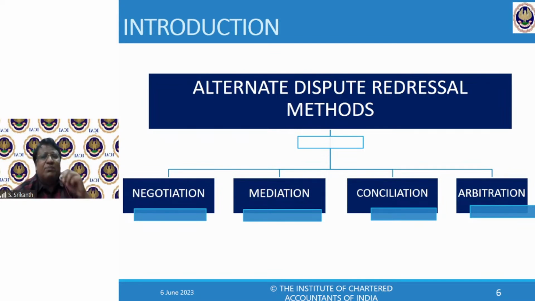Unless there are certain lapses in the manner in which the arbitration was conducted, that is all you can object to. Other than that, on merit, whatever the arbitral award says is final. You can't appeal against it. There is no appeal. You can go to the High Court only. I'll come to that point, and that's the most important part of this whole topic. The questions will come mainly from there.